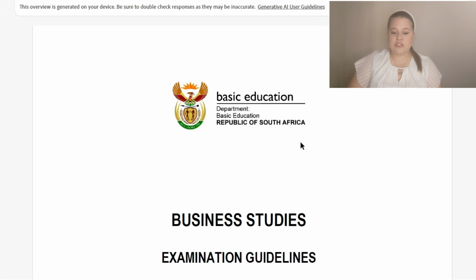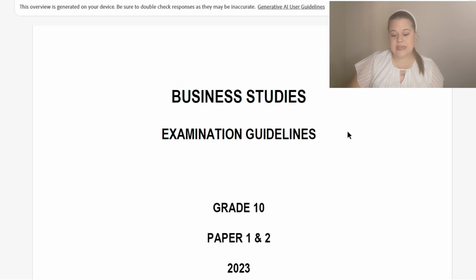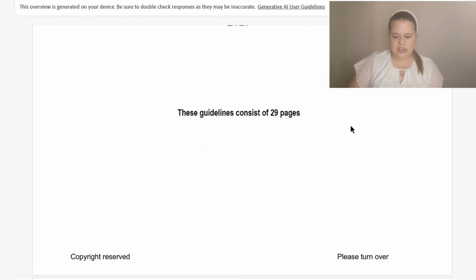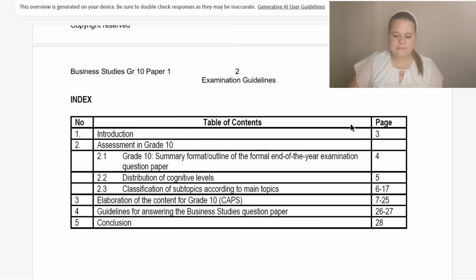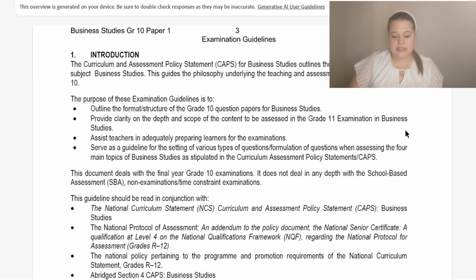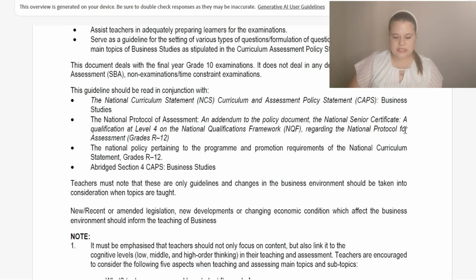So here I have on my screen the exam guidelines. You can get this from the internet. I'll put the link down below so you can download this. So here are the examination guidelines for grade 10 for paper 1 and paper 2. This is 2023. This is the latest version. So you're going to scroll down. It's going to give you a bit of information. Okay, if you want to read exactly how the paper is set out, this is more for teachers.